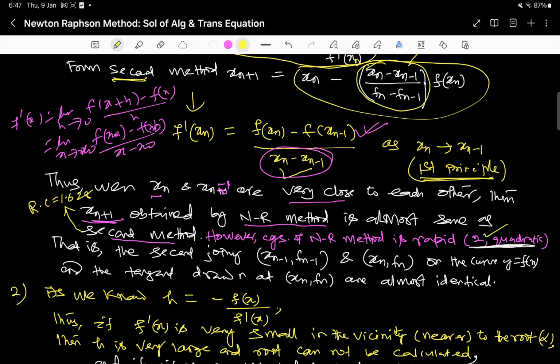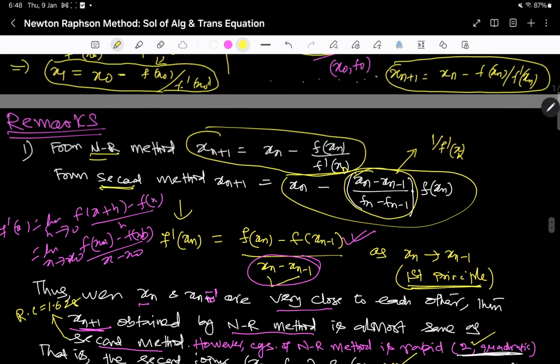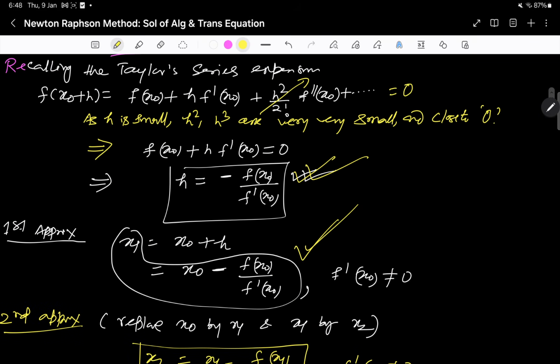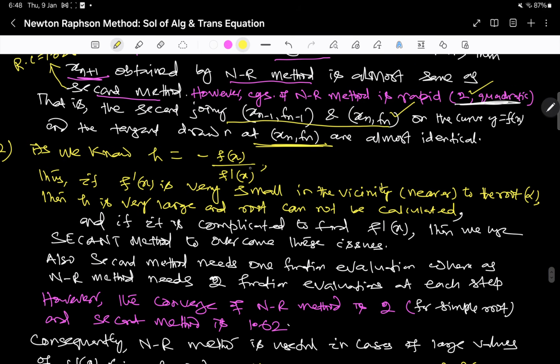That means in the second method, joining the secant or the chord here is the same thing as the tangent at this point, right? So next, in view of remark 2, we got here h is this, right? So for the interested learner I am telling this. Now this is my h. Now the moment this f dash x tends to 0, is very small, then h is large enough, then this method is not applicable.